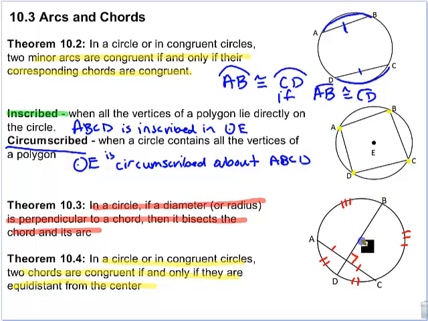Here I'm going to put the center of my circle right there. If I draw another chord, now I'll call this one XY, and these two distances are equal to each other, then the two chords are congruent. If they're both the same distance away from the center, then XY and AC would be equal. So that's the information we're going to use to help us solve.